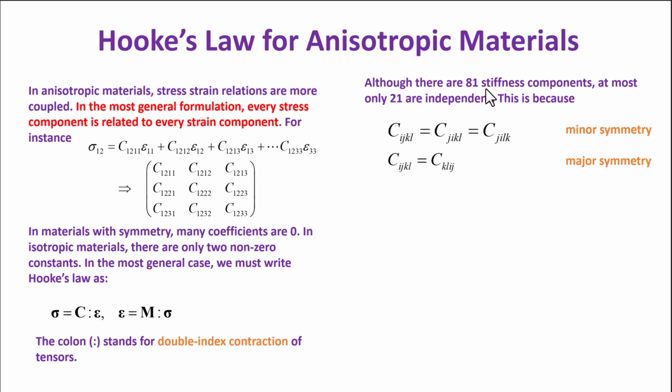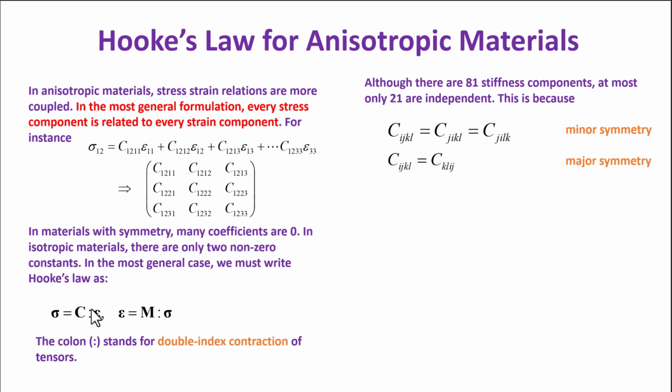C has 81 components because it has 4 indices. Each index varies from 1 to 3, so the total components are 3 to the power of 4. There are 81 stiffness components. However, at most, only 21 of them are independent. This is because of symmetry.